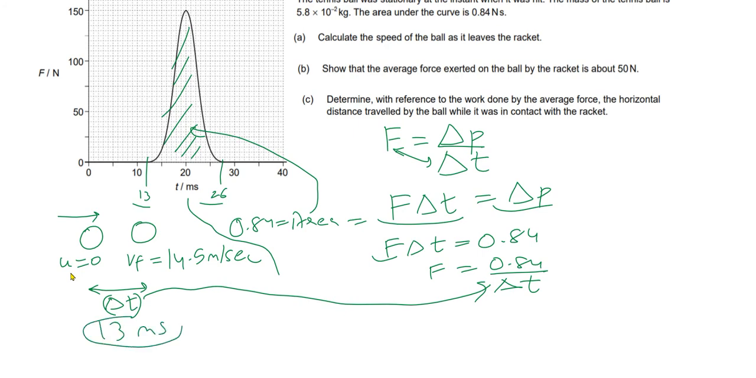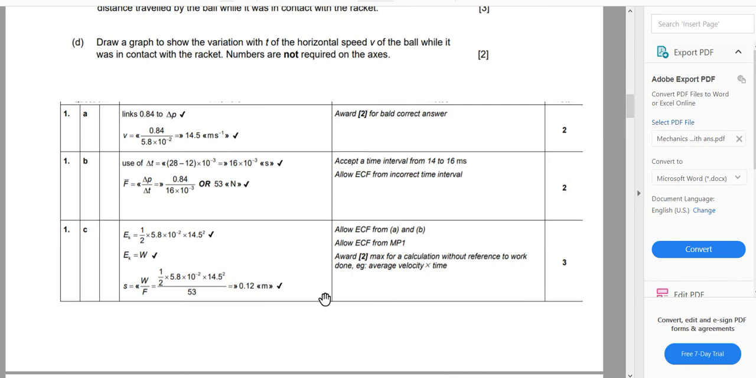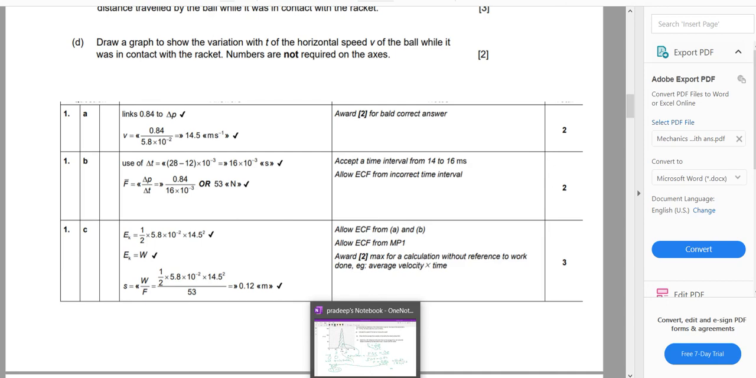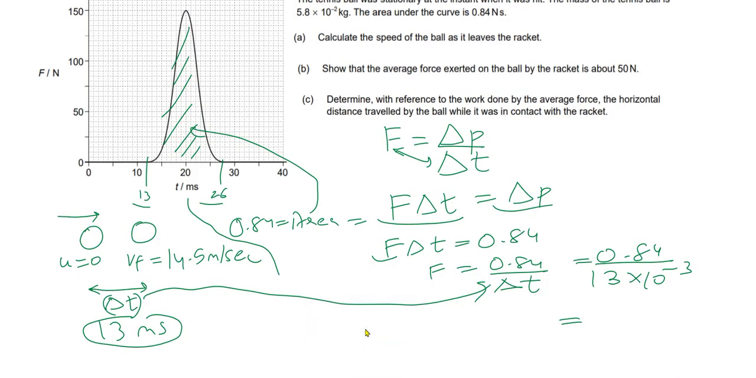So now if I put this time in the formula, we write 0.84 divided by 13 milliseconds. Now we need to convert the milliseconds into seconds, so we write 10 to the power of minus 3. So now solve for this and check what is the value of the force. Is it 64.61? Okay, so 64. Your calculator is saying 64, so that's fine.